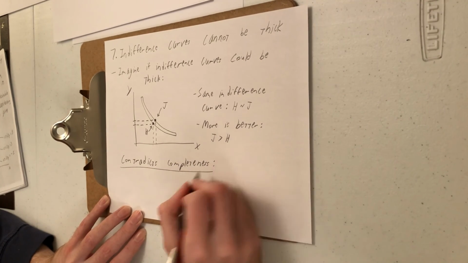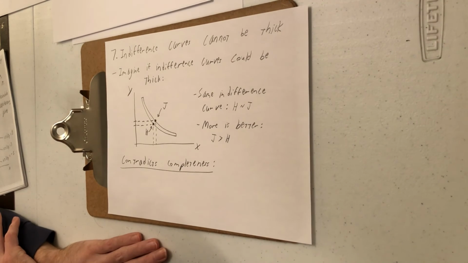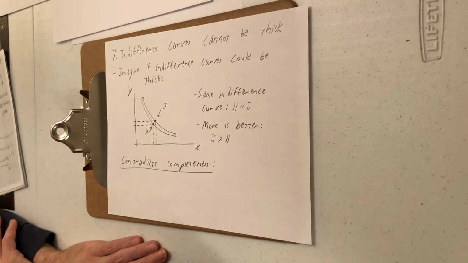The assumption we're actually violating here is completeness. Our completeness says either one's better or they're equally good. You can't have one better and equally good. It's either one better or equally good.